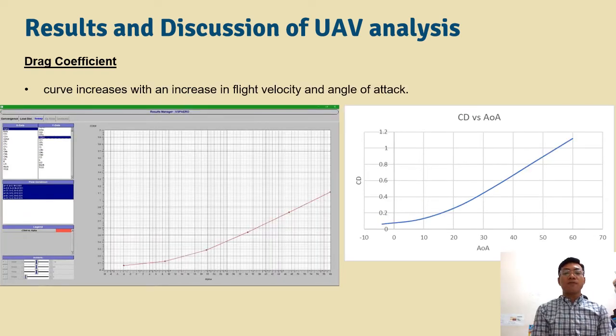We proceed with drag coefficient. As shown in the figure in the slide, it shows the drag coefficient versus angle of attack. Regarding the drag coefficient of the UAV, the curve increases with an increase in flight velocity and angle of attack. This is mainly since the lift-induced drag increases with an increase in generated lift, and a greater amount of lift is generated by increasing the angle of attack as well as the airspeed.